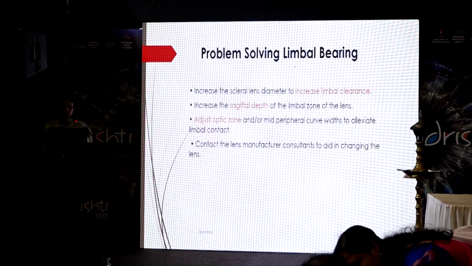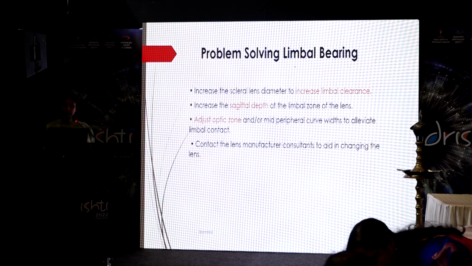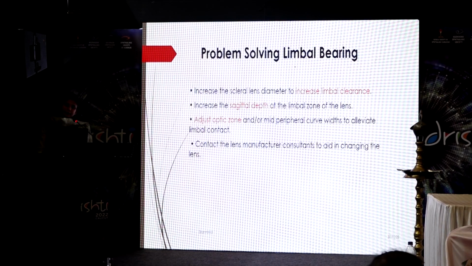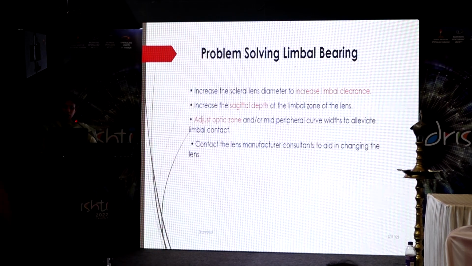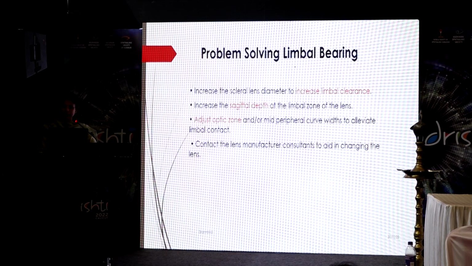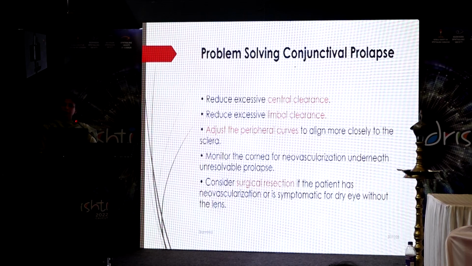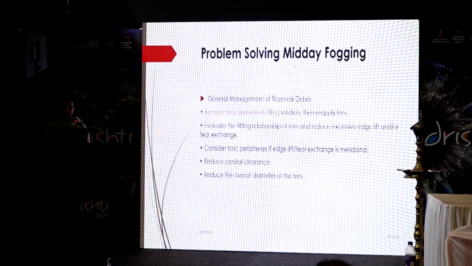There could be a case of limbal wearing, so you can increase the scleral lens diameter to increase the limbal clearance, increase the sagittal depth at the limbal zone of the lens, or adjust the optic zone to avoid limbal wearing. And because the lens acts like a suction cup over the eye at the anterior segment, there could be cases of conjunctival prolapse. In that case you can reduce the excessive central clearance or limbal clearance and troubleshoot.